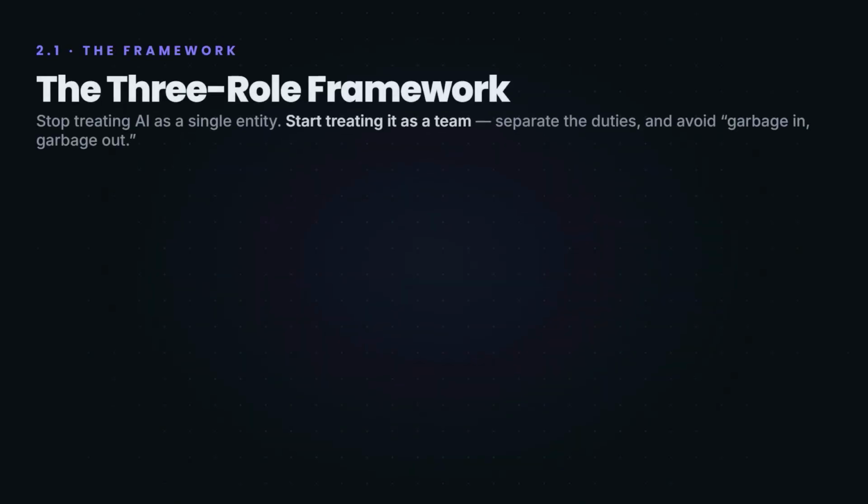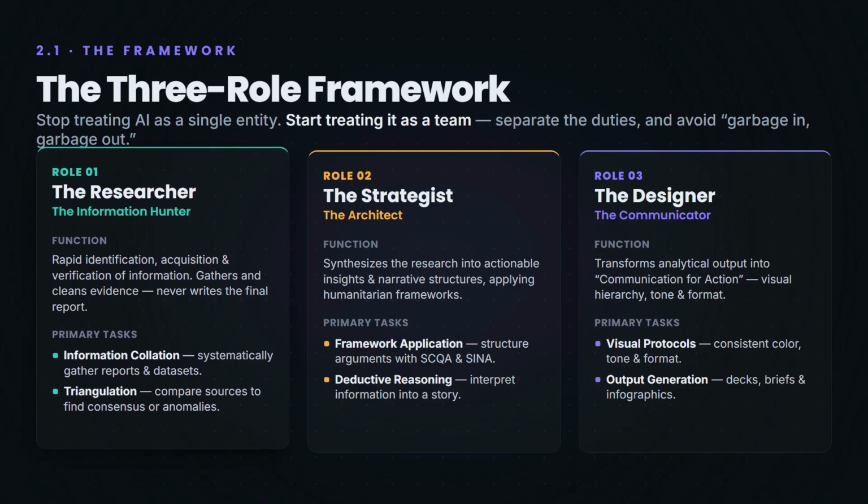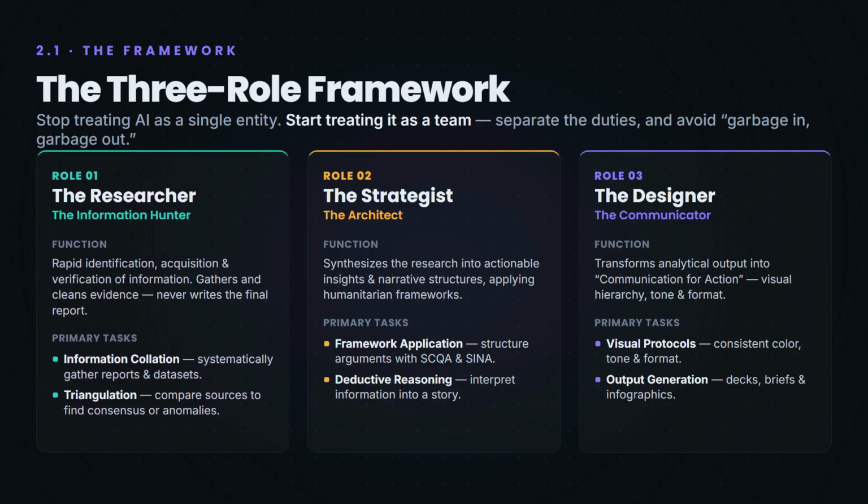The 3-role framework. To achieve 0.1% mastery, you need to stop treating AI as a single entity and start treating it as a team. Here we have the researcher role, the strategist, and the designer.